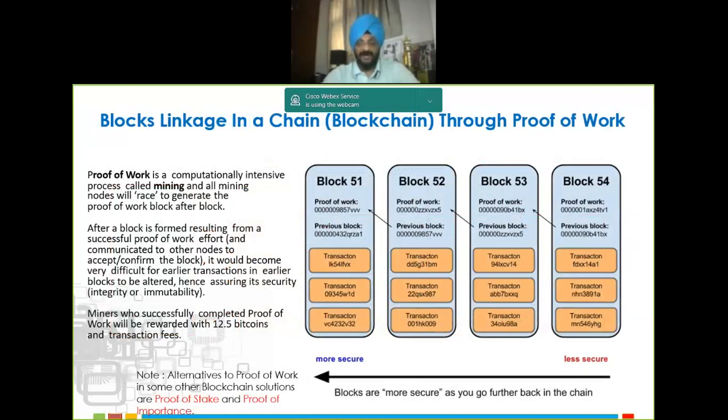What is linking the blocks is a proof of work, and this is what is called mining. Once you mine, you get the proof of work, and that is the reward you get, which is a Bitcoin.